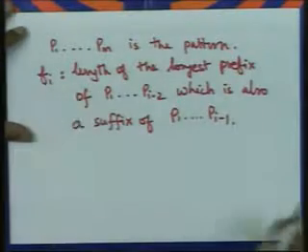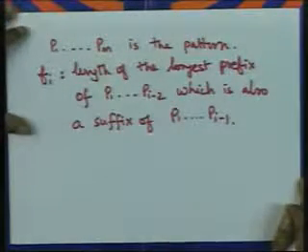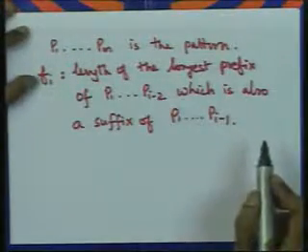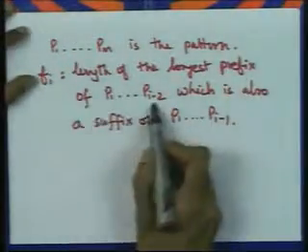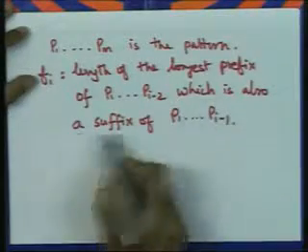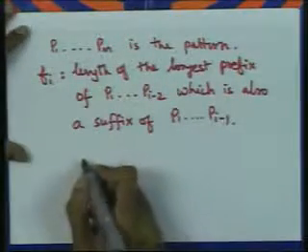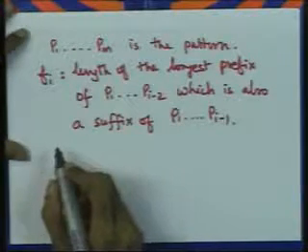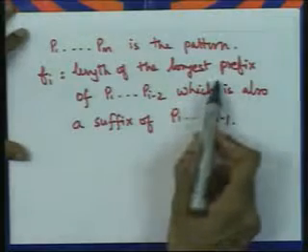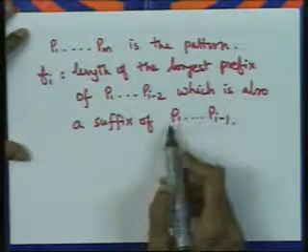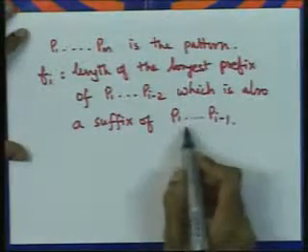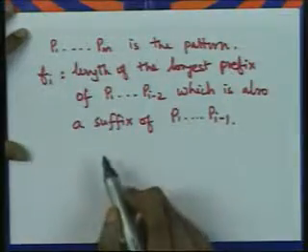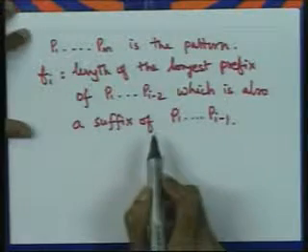So supposing I have computed this for each position in the pattern, I have computed this Fi, which is the length of the longest prefix of P1 through Pi minus 2, which is also a suffix of this, which means if I take any other prefix which is longer, then it will not be a suffix of this pattern.